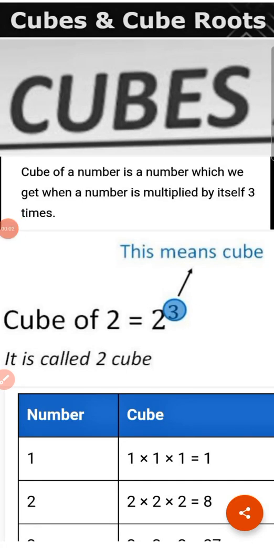Good morning, children. Today let us learn about cubes of a number. Cube of a number is a number which we get when a number is multiplied by itself 3 times.